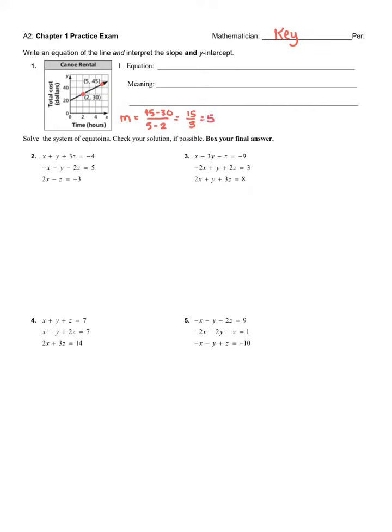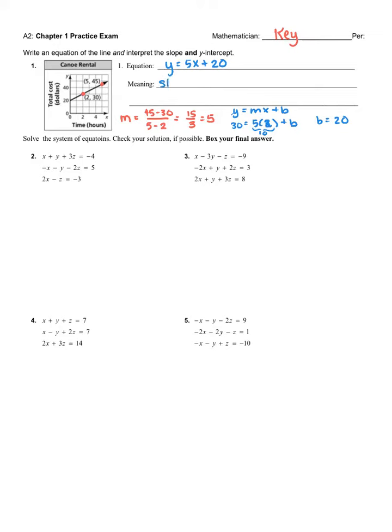Next, we want to actually come up with the equation of the line. So using y equals mx plus b, or point slope, it really doesn't matter. I can plug in a y value and plug in my corresponding x value and then solve for b. So 30 take away 10 gives me a b value of 20. So the equation is y equals 5x plus 20.